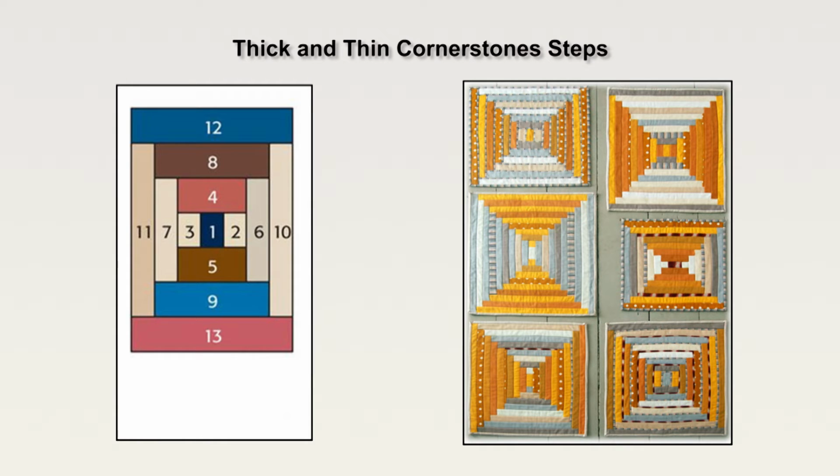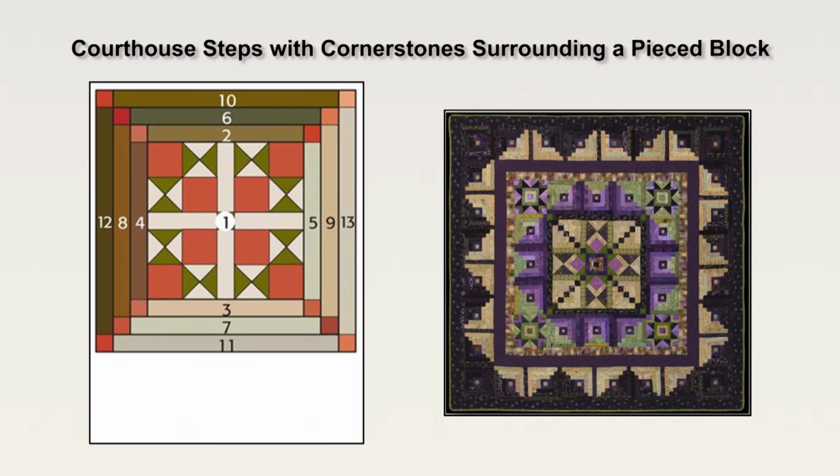Here is an example of thick and thin cornerstone steps. This is done by varying the size of the blocks. Courthouse steps with cornerstones surrounding a pieced block can be seen here.